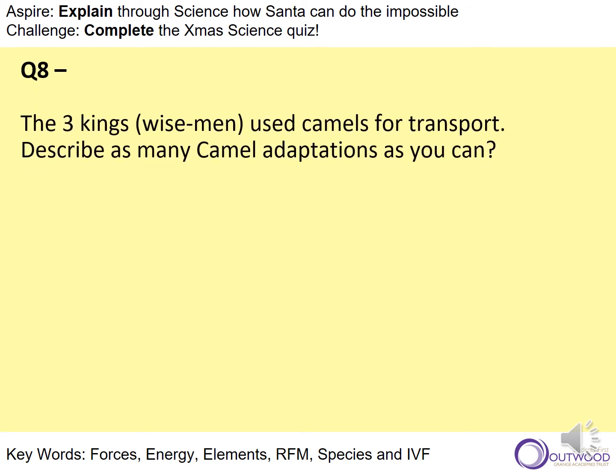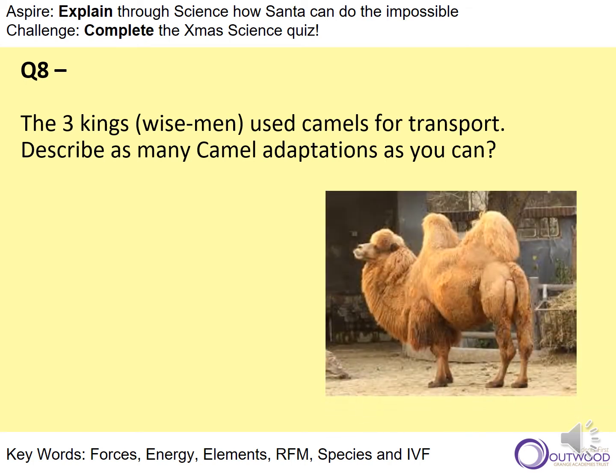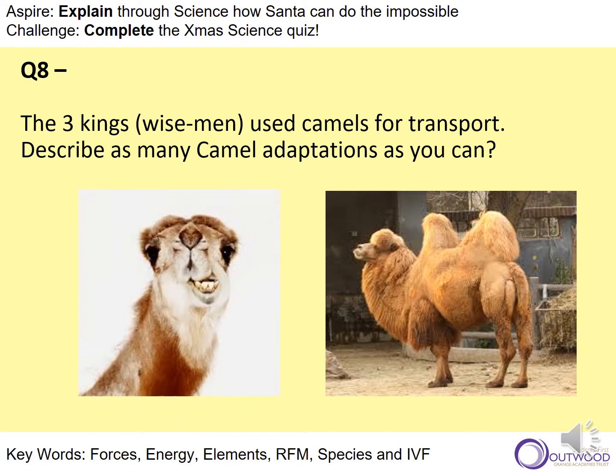There we go. 7. Question 8. The 3 kings or wise men used camels for transport. Describe as many camel adaptations as you can. Here's a Bactrian camel. There we go. From the area of Bactria in Central Asia.